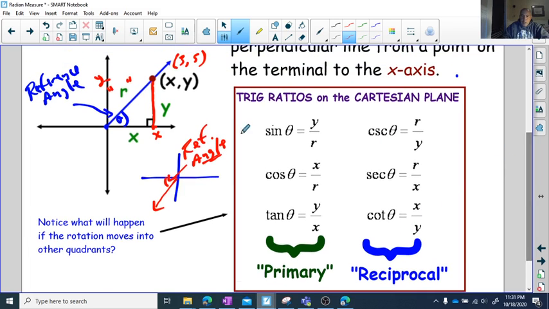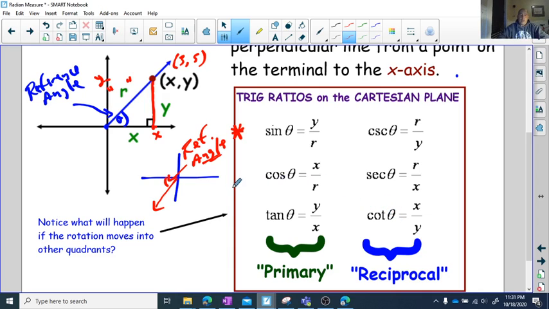Now, you need to study and know these. You need to know that the sine of theta is y over r, cos of theta is x over r, tan of theta is y over x. You really don't need to study the reciprocal ones. As long as you know the name of the reciprocal, and you know these, you just flip it over. I know that the reciprocal of sine is cosecant, and I know sine is y over r, so I just flip it over and make it r over y. X over r, its reciprocal becomes r over x. Y over x, its reciprocal becomes x over y.